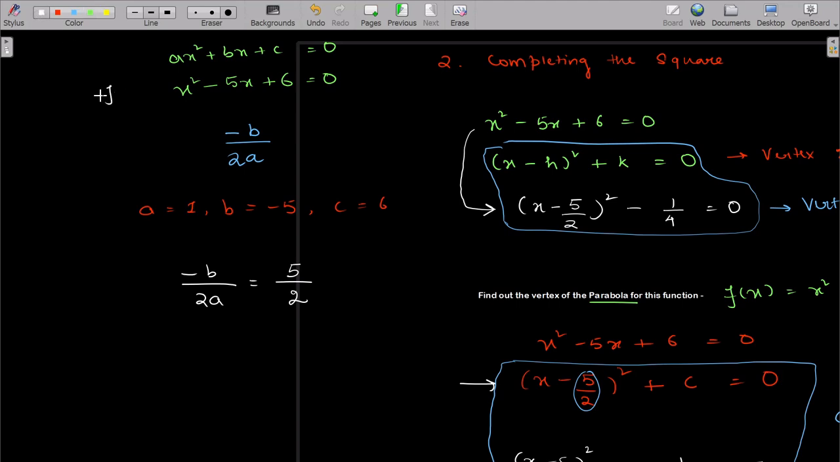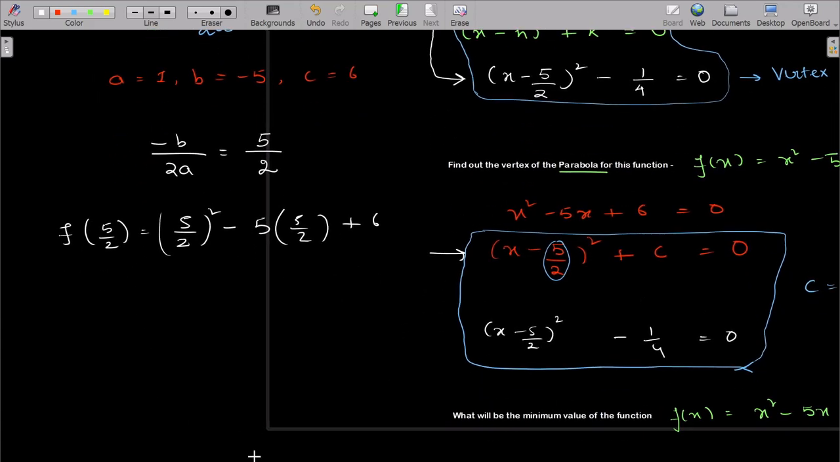Okay, if this was f of x is equal to x square minus 5x plus 6, then you just find out what will be f of 5 over 2. So you do 5 over 2 whole square minus 5 times 5 over 2 plus 6. This is gonna give you the y coordinate of the vertex. When you solve this, you will get -1 over 4. Okay, so this is the y coordinate of the vertex, and this is also the minimum value.